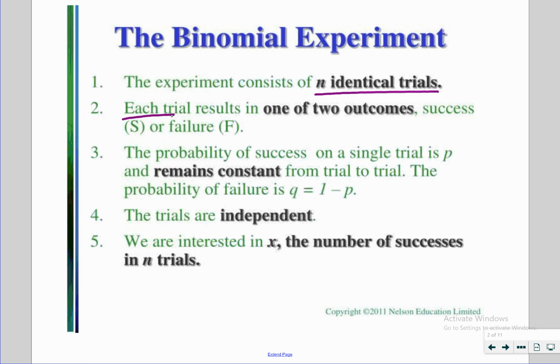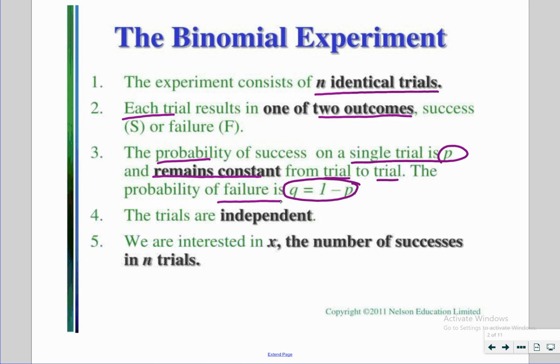Each trial will only have two outcomes. So there's only one thing that we're looking for, and we either have success or failure in that one thing that we are looking for. Okay. The probabilities will remain constant from trial to trial, again, because they are identical trials. The probability of success on a single trial is P, what we're going to use. The probability of failure is the complement of P, everything else. Okay, again, because there's only two outcomes, success or failure.